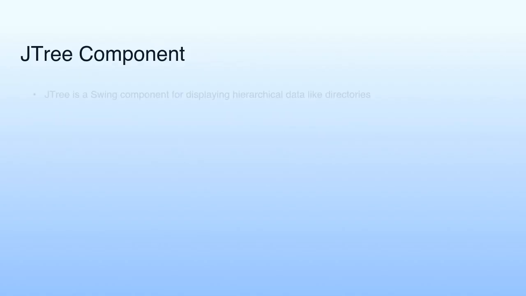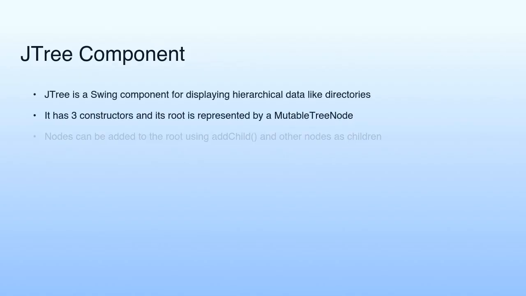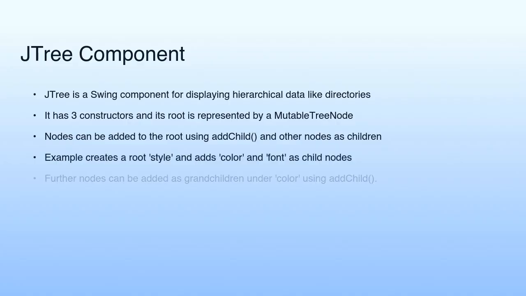The JTree component provides a hierarchical structure for visualizing tree-like data, such as directories, with its root represented by a mutable node and the ability to add child nodes recursively using addChild.